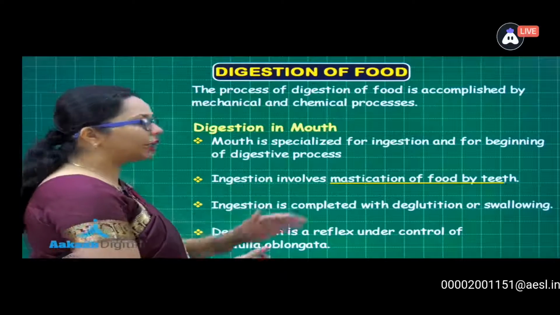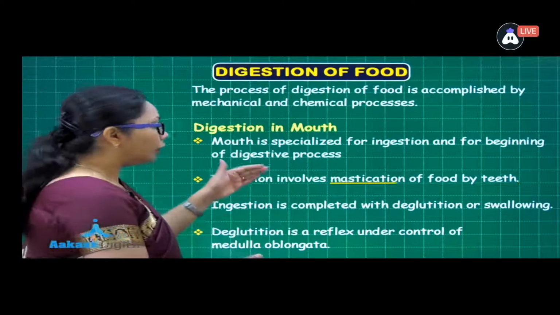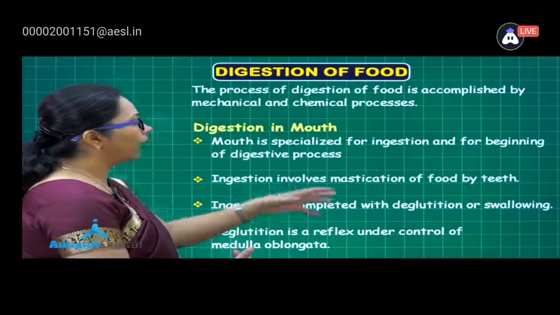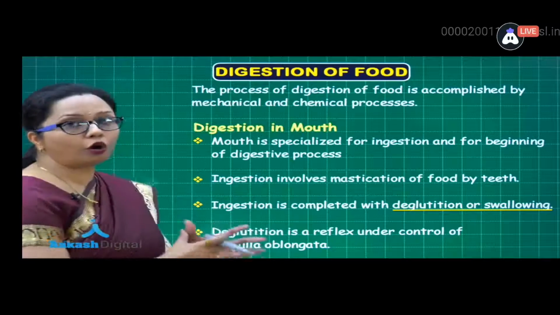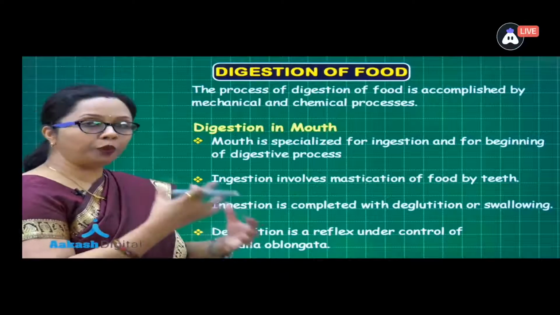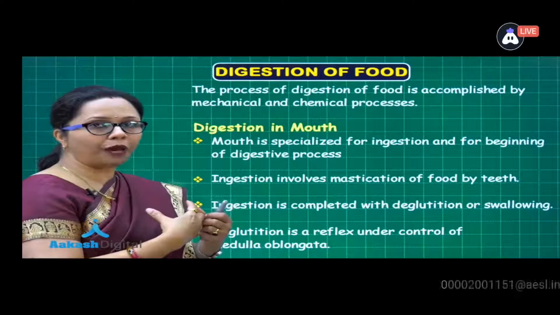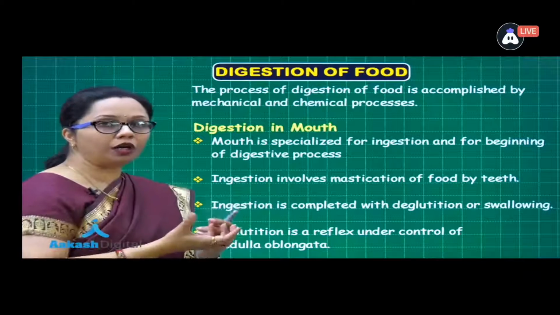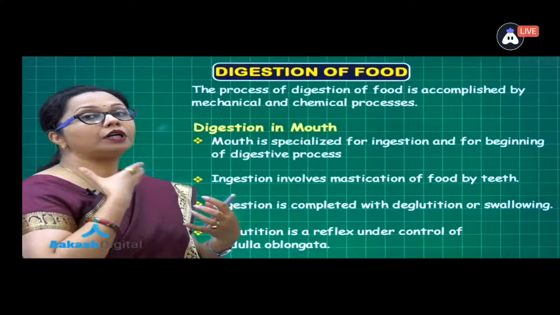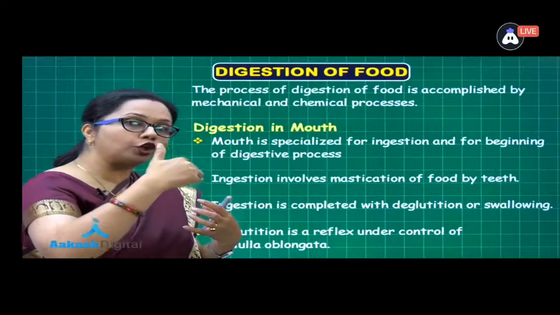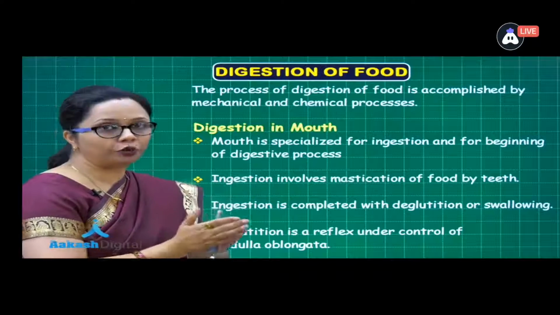Ingestion involves mastication, that is chewing of the food by the teeth, and that is part of the mechanical process. And then this chewed food is swallowed, and that is called deglutition. Now deglutition is a reflex which is controlled by the medulla oblongata. So when we are chewing the food, the tongue is continuously rolling it backward, and once it comes in contact with the soft palate, there are nerve impulses going to the medulla, causing the contraction of the muscles in the buccal cavity, so that our larynx moves up, the soft palate closes the internal nostril, and the only opening left out will be the esophageal opening, that is the gullet.